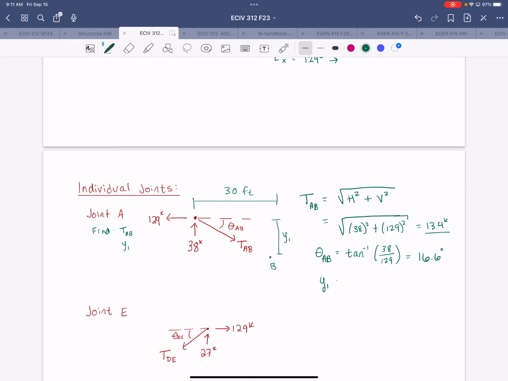So y1 is equal to the tangent of 16.6 degrees, which would then give us, or wait, no, I messed that up, sorry. The tangent of that angle will be equal to y1 divided by 30 feet. Okay. So y1 comes out to be 8.84 feet.